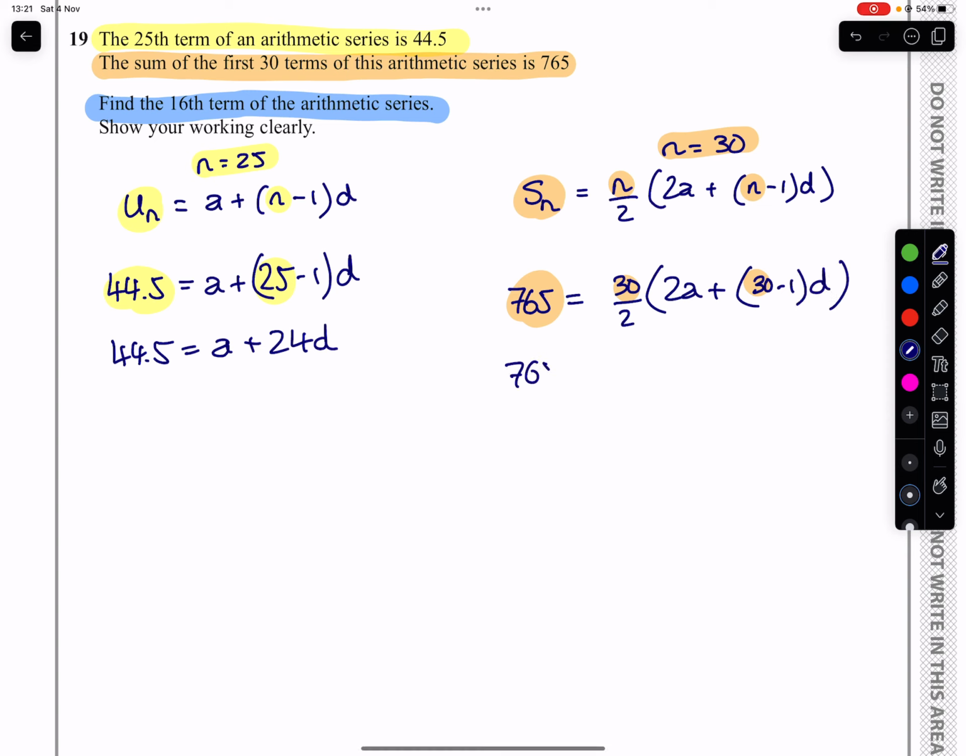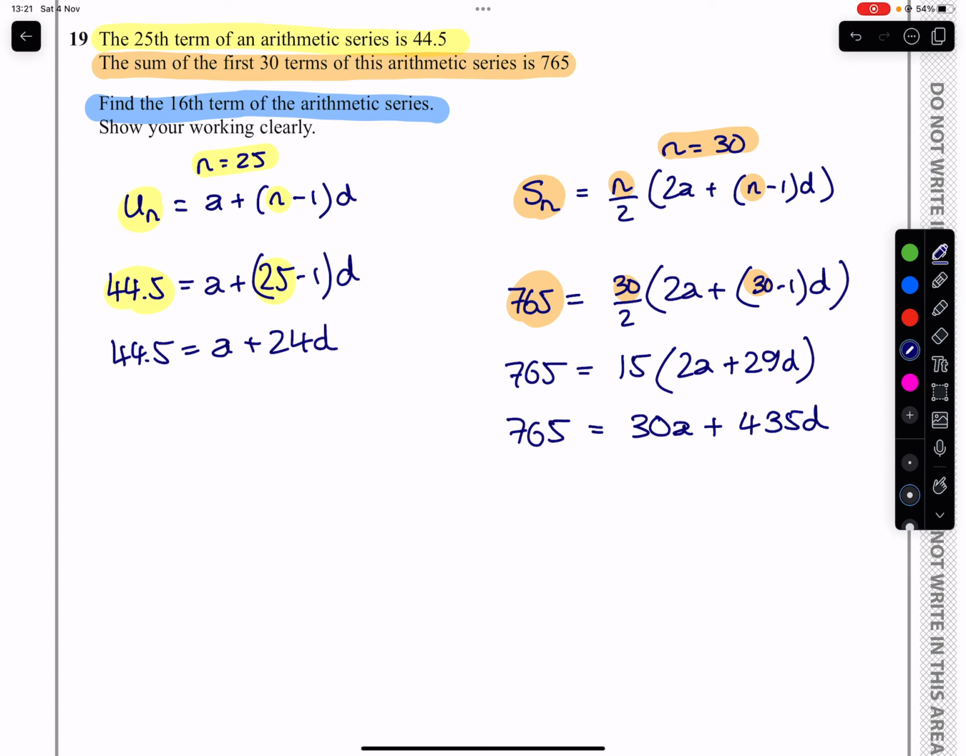Tidying that up a bit, 30 over 2 will give us 15. And the 30 minus 1 gives us a 29. So we end up with the following. I've got two options here. I can break out this bracket, or technically I could divide both sides by 15. Either are totally fine. I think more often than not, people are going to break out this bracket on the right. So although it's maybe not the most efficient way of doing it, that's the way I'm going to go with this, giving us the following there.